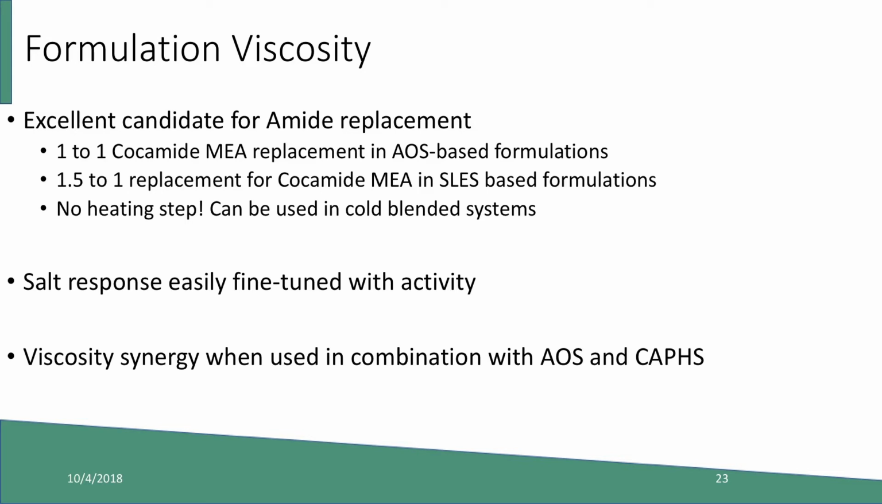And the kind of things that we saw, it looks like the surfactant is going to be an excellent candidate for amide replacement. In an AOS-based formulation, you can replace Cocoamide MEA 1-to-1 and get similar viscosity performance. For traditional sulfate systems, it's 1.5 to 1, but because it is a liquid surfactant, you have no heating step. If you have a cold blending process, this can be immediately substituted in, and you don't have to have any heating.